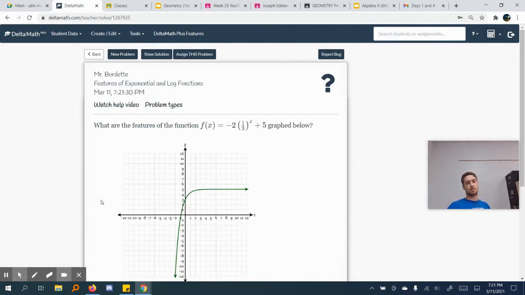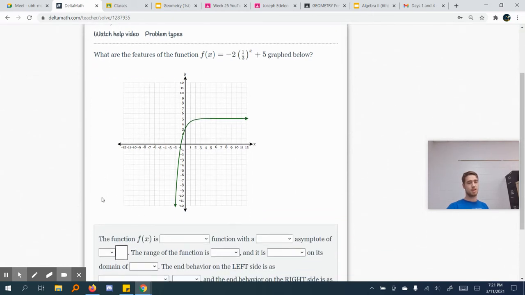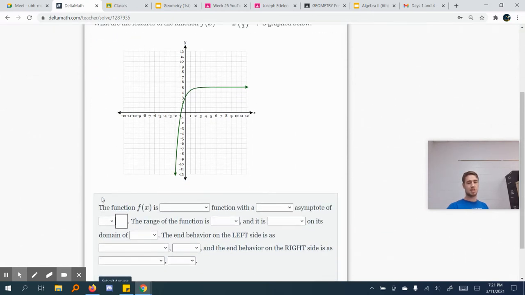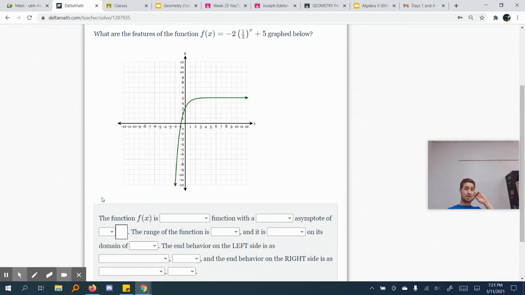What are the features of the function f of x equals -2 times 1/3 raised to the power of x plus 5 graphed below? This is a pretty monstrous looking question, but there are only 5 of these on this entire assignment. So let's take a look at each piece of this.